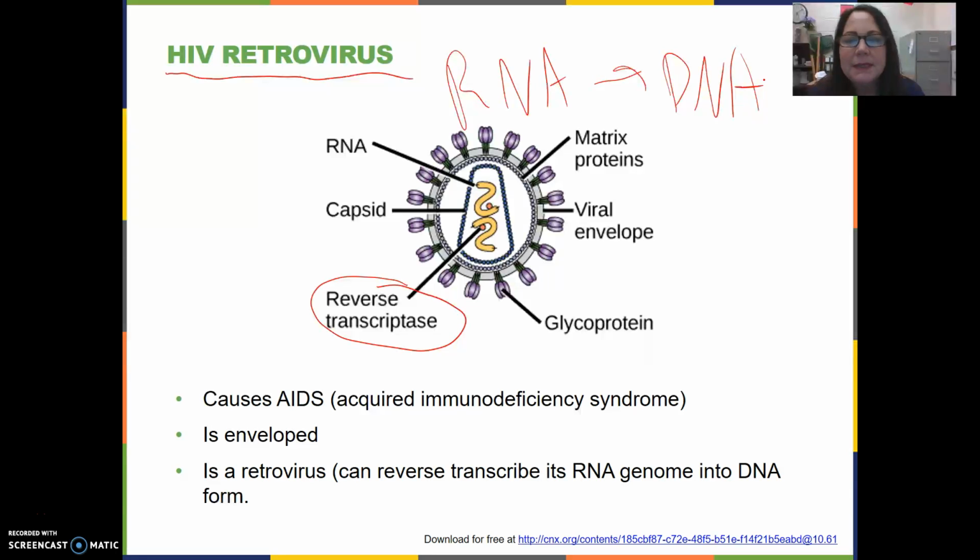So this virus causes AIDS, acquired immunodeficiency syndrome, and it is an enveloped virus. So two things that make it difficult to make a vaccine for and to treat are the fact that it's a retrovirus and also that it's enveloped.